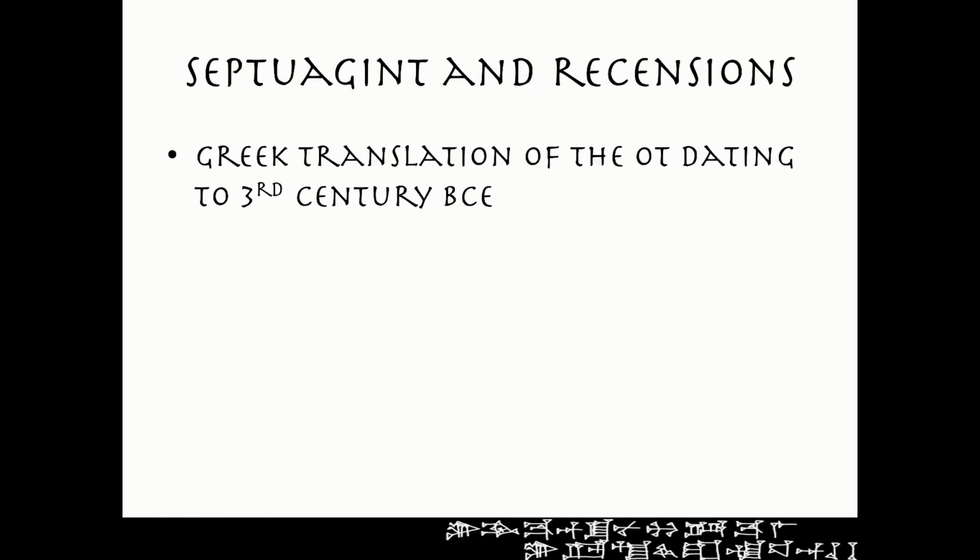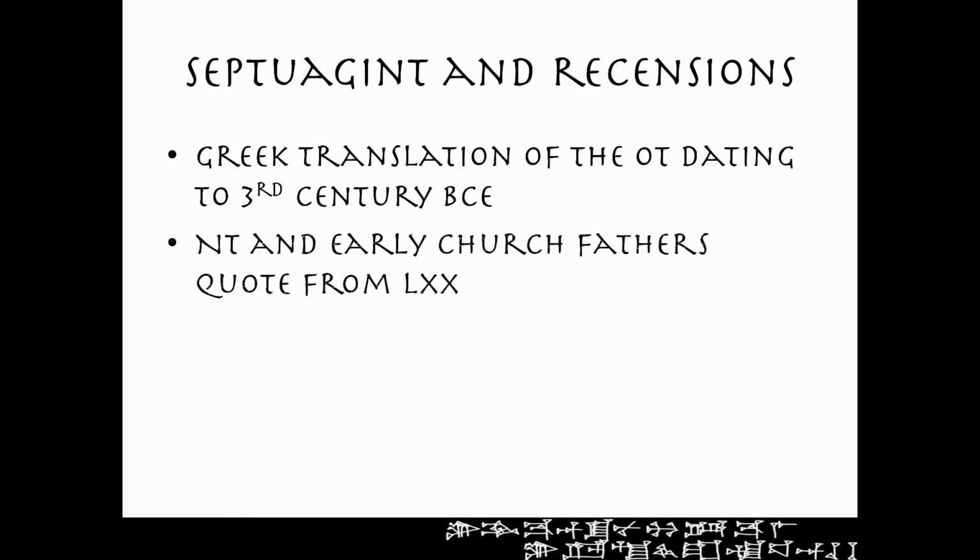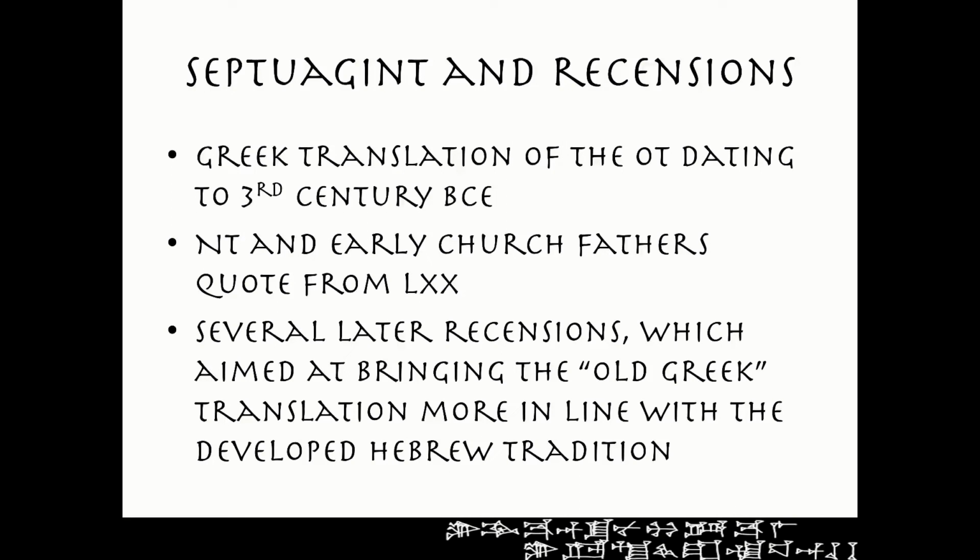The Septuagint, a very important translation. It translates the Hebrew text into Greek. The Greek translation dates to the 3rd century BCE. The New Testament and the early church fathers quote from the Septuagint. And there were several later recensions which aimed at bringing the Old Greek, the original translation, more in line with the developed Hebrew tradition.